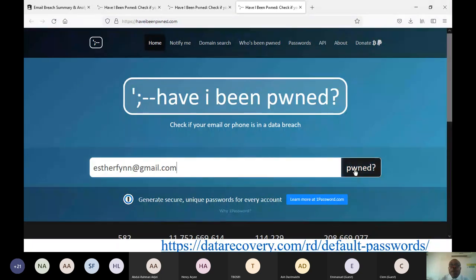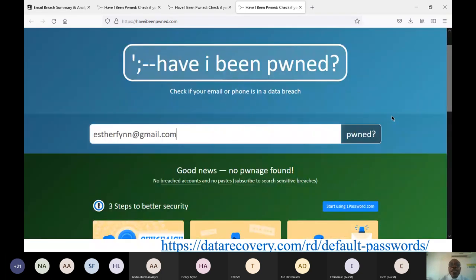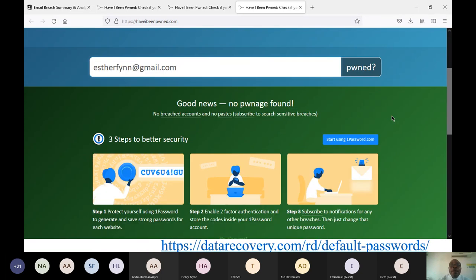So if I click on pwned, it scans through the database and then gives me some feedback. The feedback you get is good news: no pwnage has been found. You can find out if your email has been compromised, and then as I proceed, I'll show you what to do if your email account has been compromised.